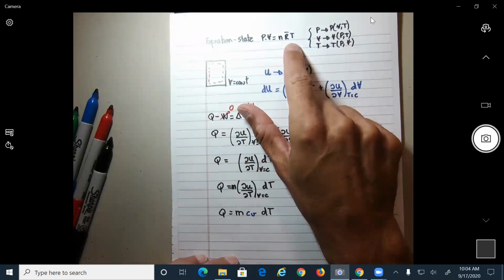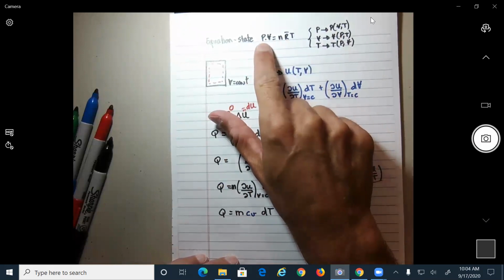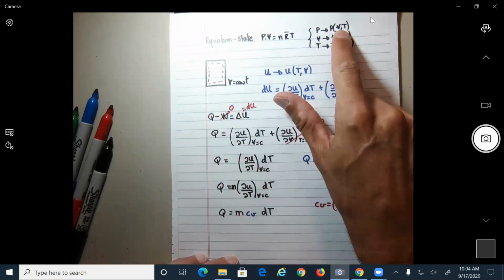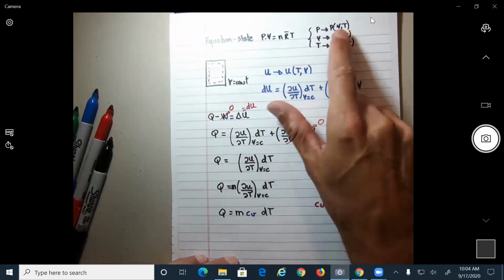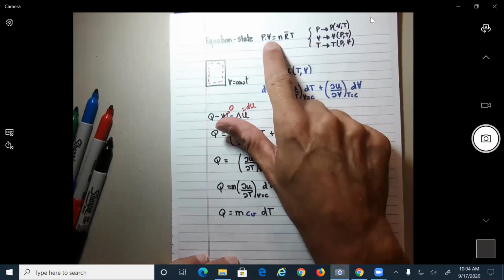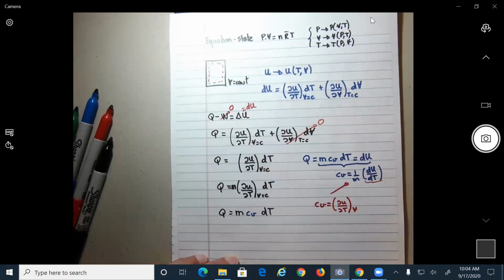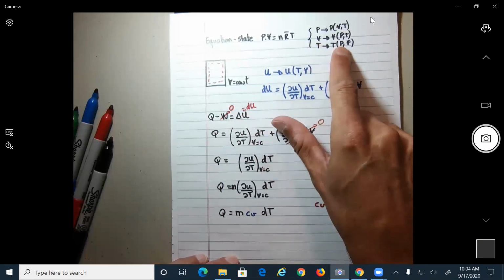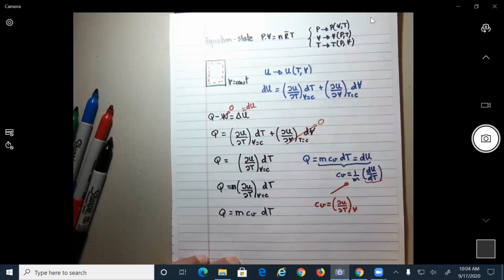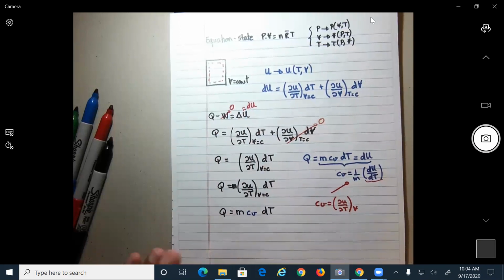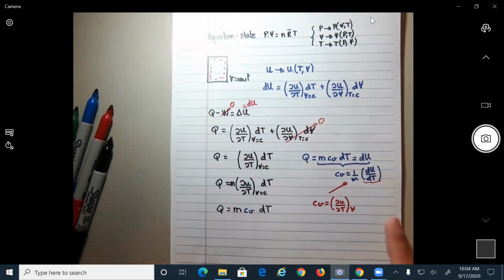So if you try to solve for P, the answer for P should be in function of 2 variables, volume and temperature. If you try to solve for V, it would be in function of pressure and temperature. Okay, if you try to solve for T, it would be in function of pressure and volume. Okay, so that's the problem. Generally in calculus, what you learn is to study functions in function of 1 variable. Okay, but what happens if you have a function in function of 2 variables?